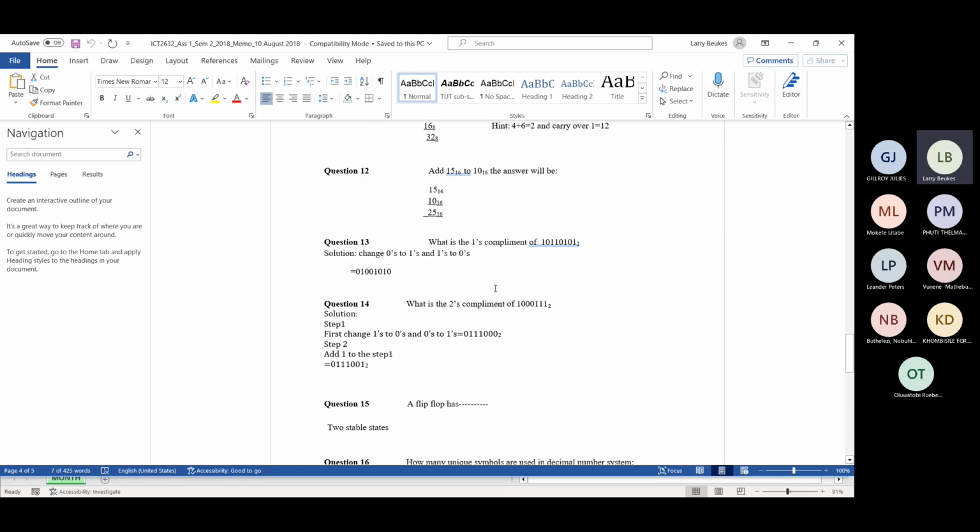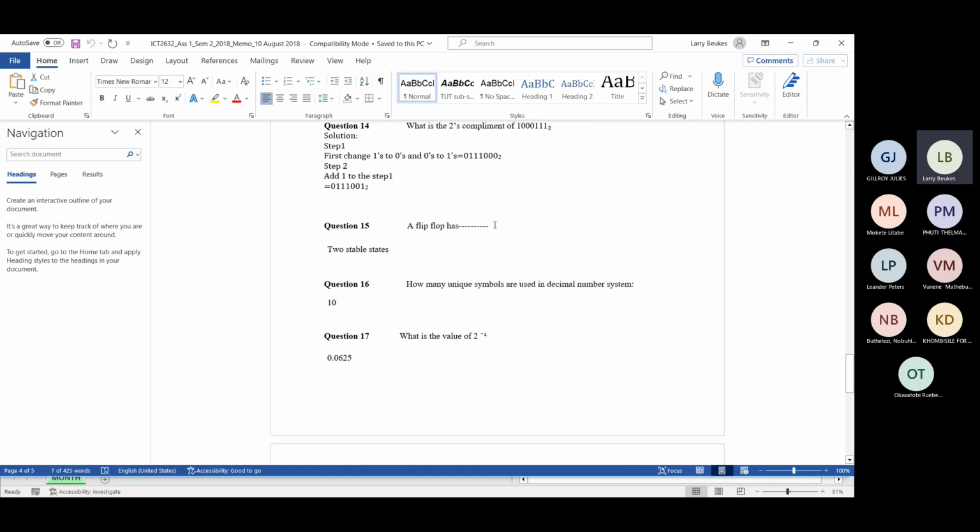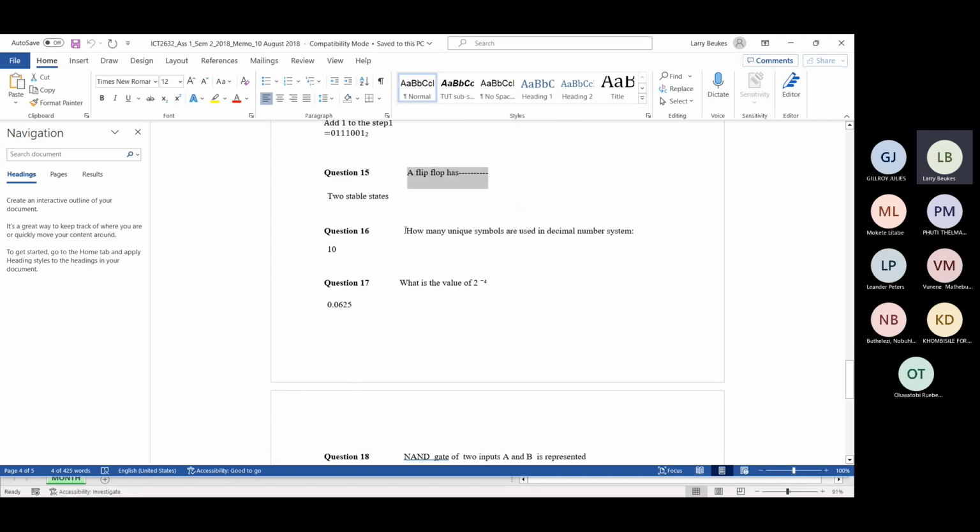Ones complement, you know how to do it. Twos complement, you know how to do it. Flip-flop, you see, this is what I was talking about. So the flip-flops, you can Google. You can just go to Google and say a flip-flop has, if maybe you don't want to buy a textbook, right? Because it's expensive, but I don't want to lie to you. The last time I opened the textbook was maybe 4 years ago.